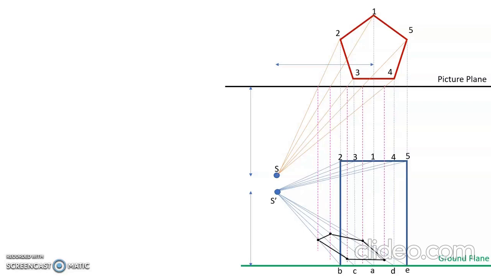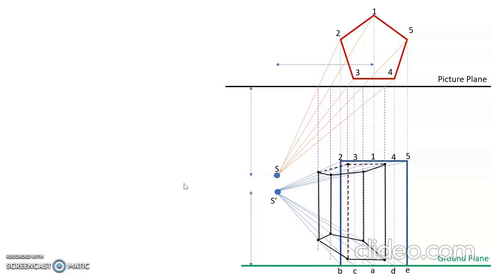So I have got another pentagon like this. By connecting all the 5 corners, the top pentagon and bottom pentagon, we will get a prism like this. Okay. So these are the steps we need to carry out to obtain the pentagonal prism in perspective projection.